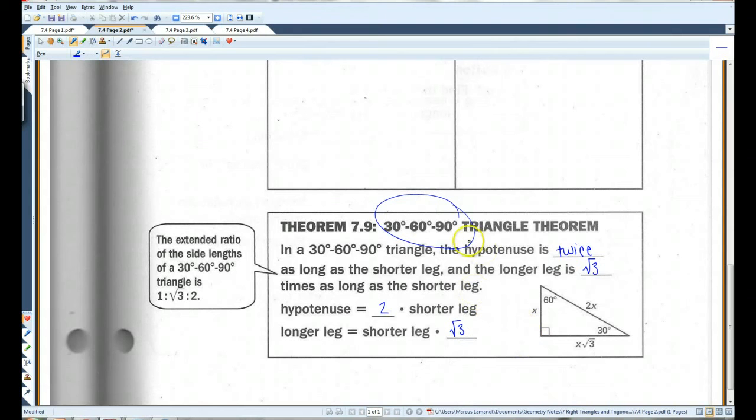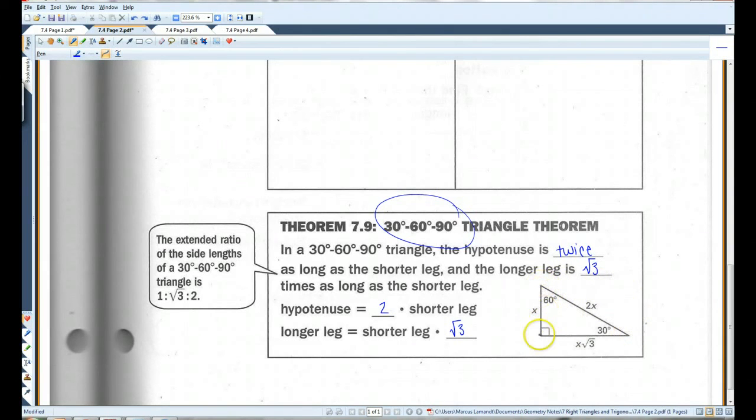Okay, so unlike in the 45, 45, 90 triangle, where two of the legs are essentially the same, so if this is 2, then this is also 2, if this is 5, this is also 5, in a 30, 60, 90 triangle, that's not going to be the case. You're going to have one leg longer than the other leg, and then the hypotenuse.